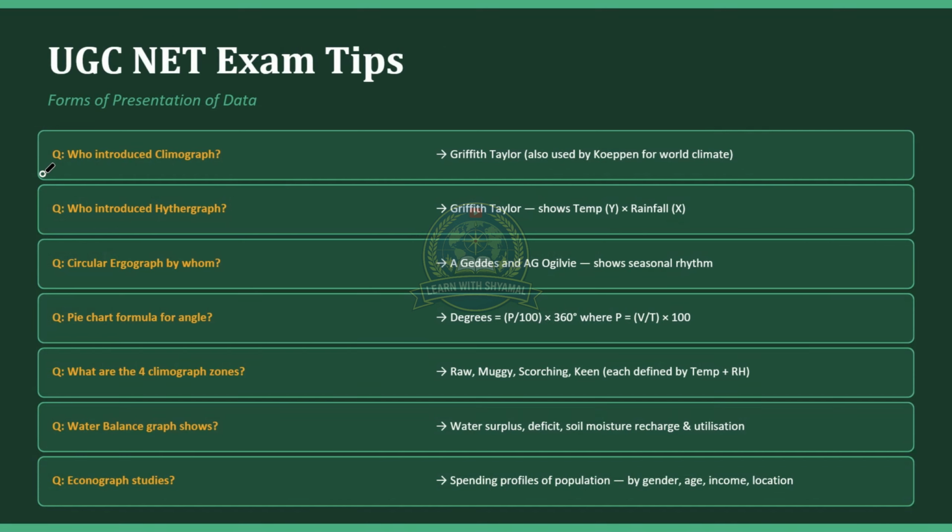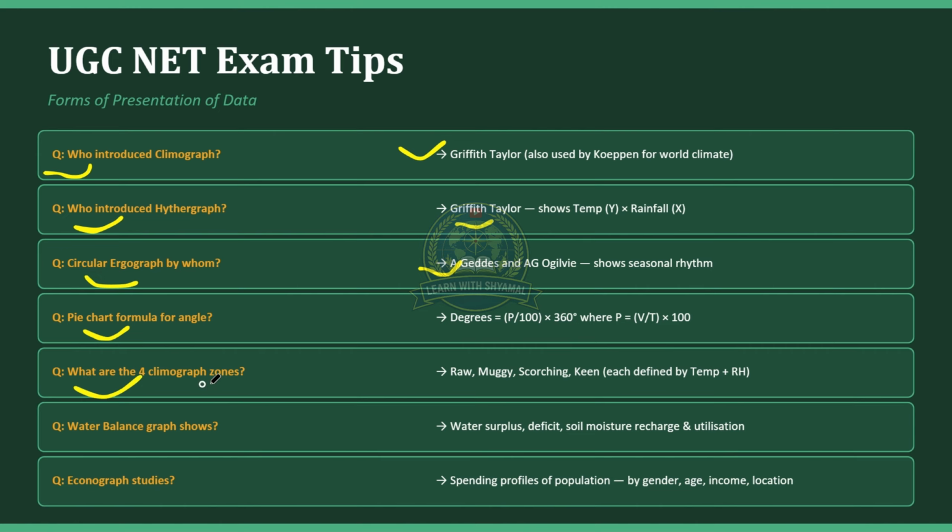Okay, some questions. Who introduced climograph? The correct answer is Griffith Taylor. It was also used by Köppen for world climate. Who introduced hydrograph? Griffith Taylor. Circular ergograph by whom? Geddes and A.G. Ogilvy. Pie chart formula for angle in degrees: p divided by 100 multiplied by 360 degrees, where p is equal to v divided by t into 100.